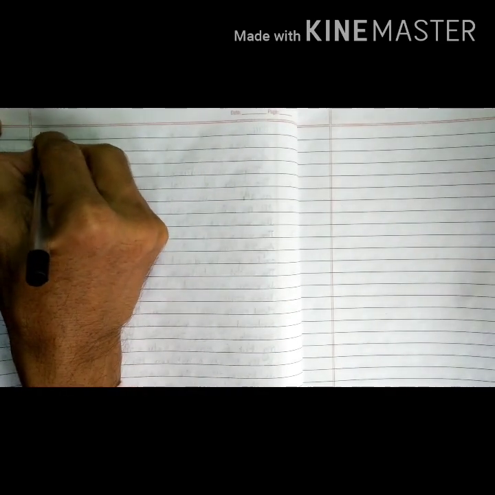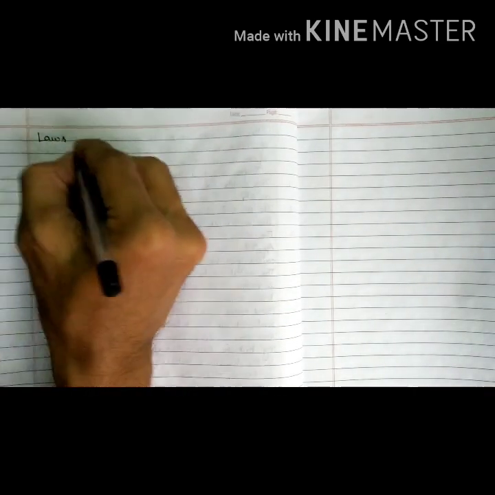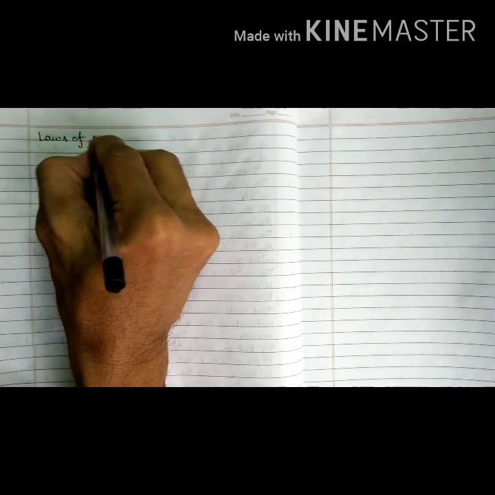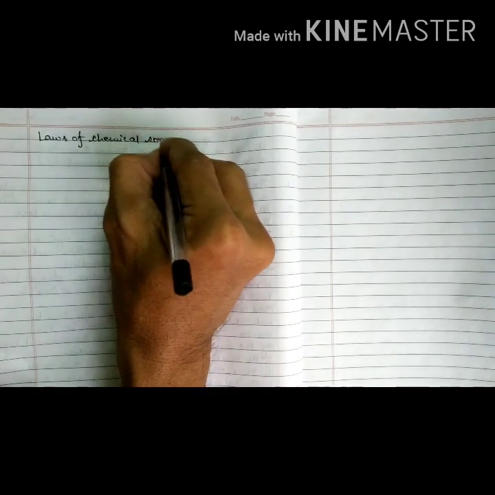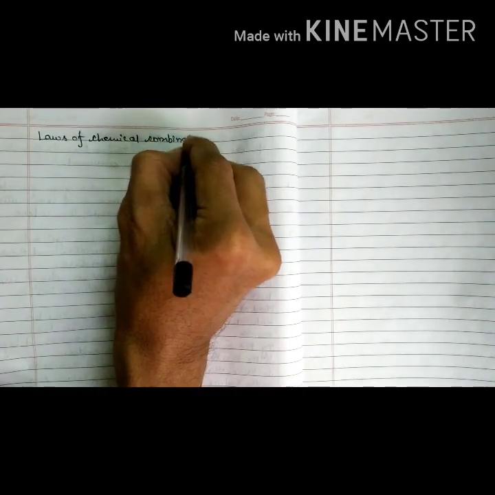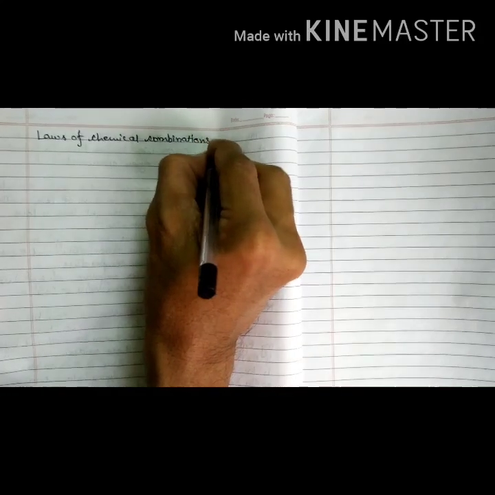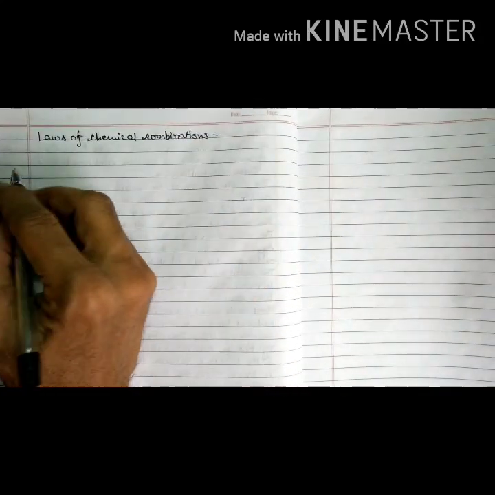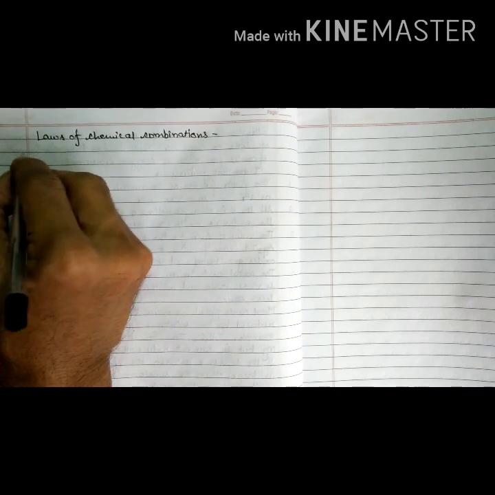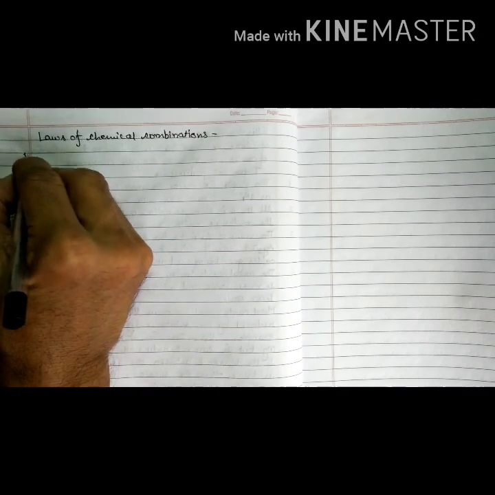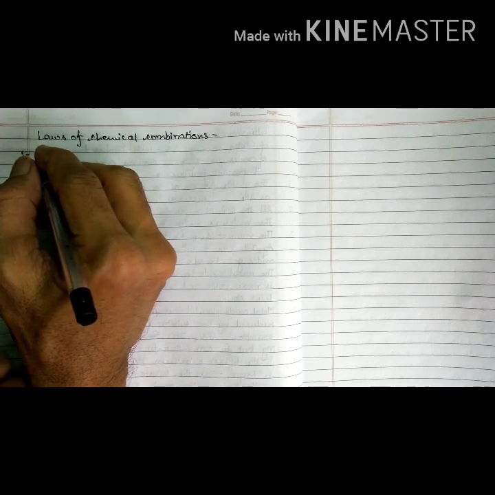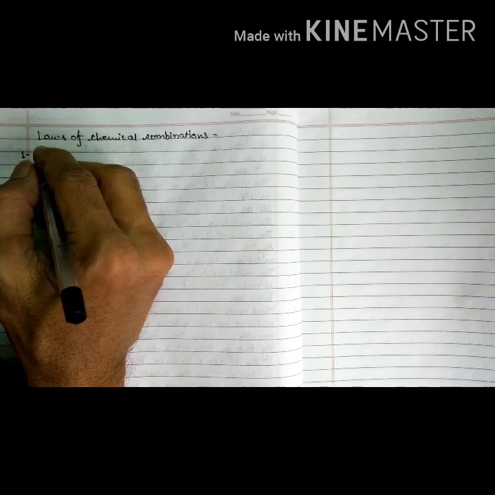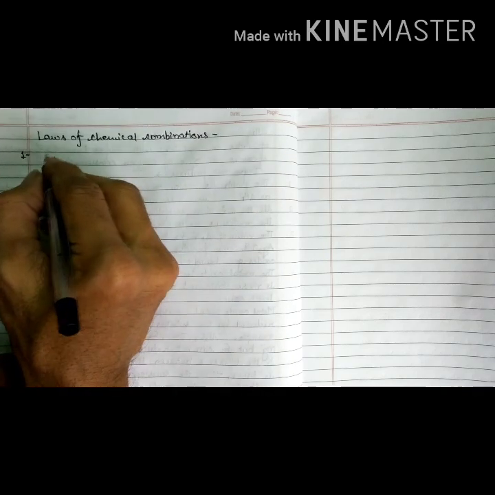Laws of chemical combination. So there are basically a few laws such as the law of conservation of mass, law of definite proportion, law of multiple proportion, and law of combining volume, that is the Gay-Lussac law.